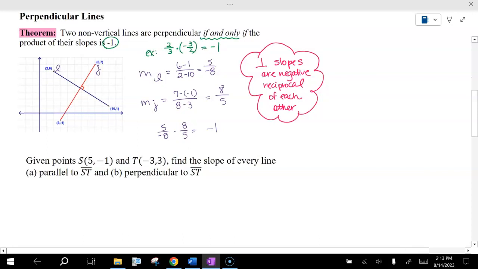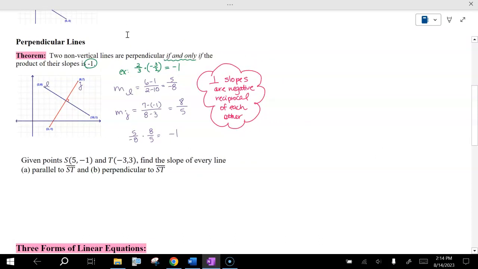So now I have just a few problems for you to work out. First, I've given you 2 points, and I ask you to find the slope of every line that is parallel to that line between those 2 points and perpendicular. So why don't you work that out and then come back and check your answer.